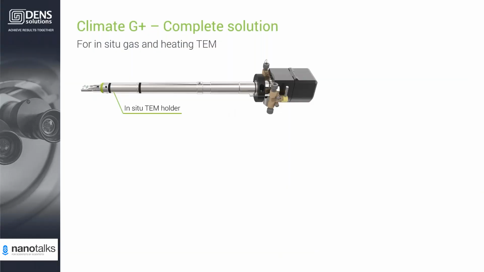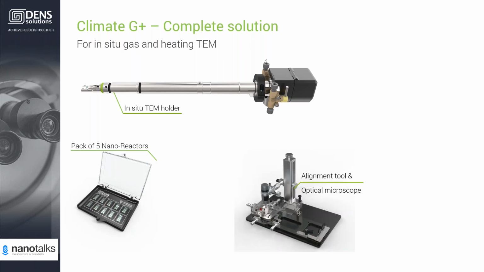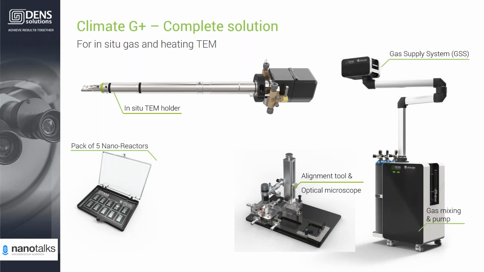But Climate is not only a TEM holder for JEOL or Thermo Fisher. Of course, it also requires the MEMS chips to make the nanoreactor. So each nanoreactor is made out of 2 chips, a bottom heating chip and a top cover chip. They come in a box of 5 nanoreactors. And Climate system also includes a tool so you can align these 2 chips on top of each other, so the beam will nicely penetrate the nanoreactor.